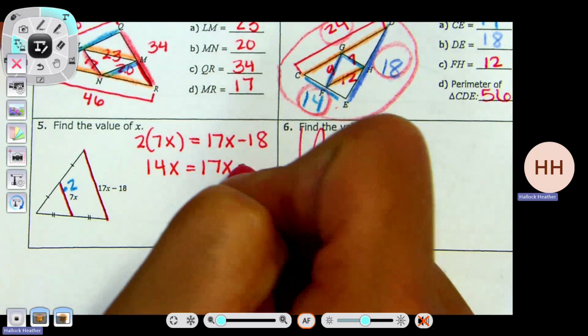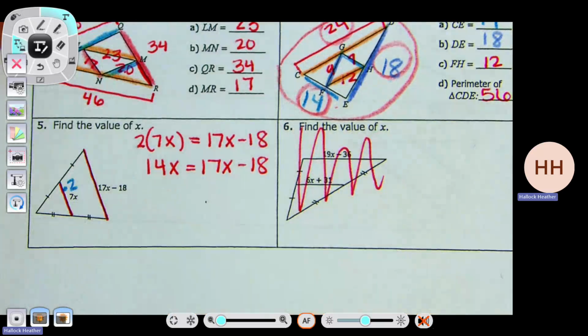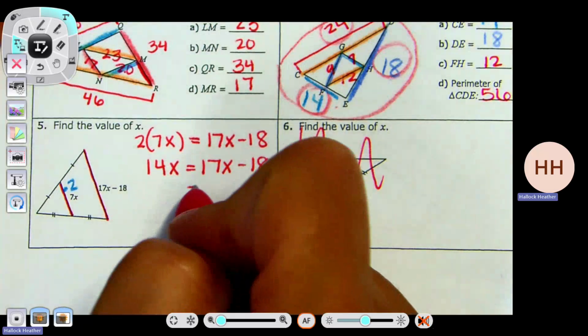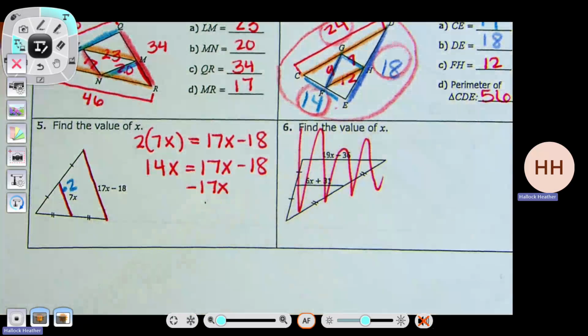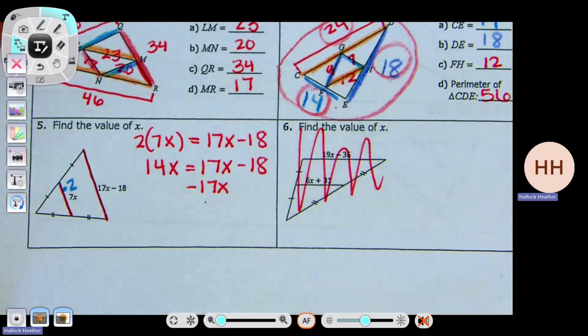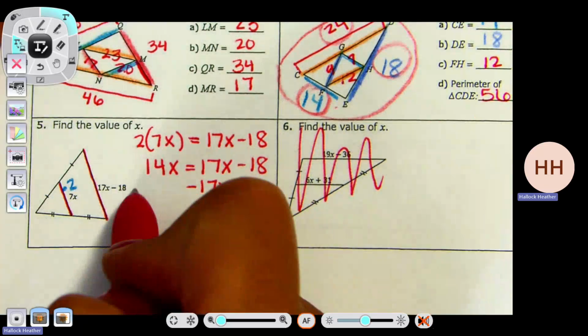14x equals 17x minus 18. I cannot add 18 at this point. What should I do instead? Subtract 14x. If you subtract 17x, then there's nothing on the other side and your equal sign disappears. And then people just move it randomly to the middle, and that's how you end up with a negative instead of a positive. So I'm going to minus 17x.